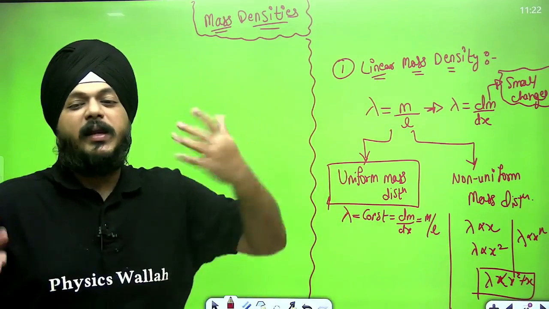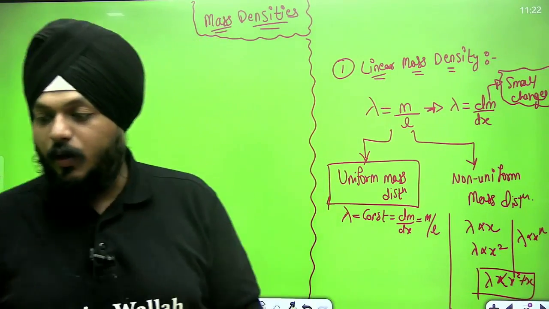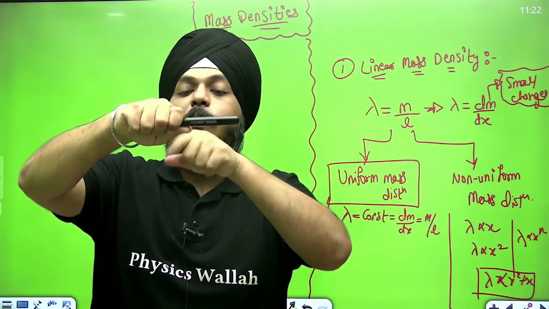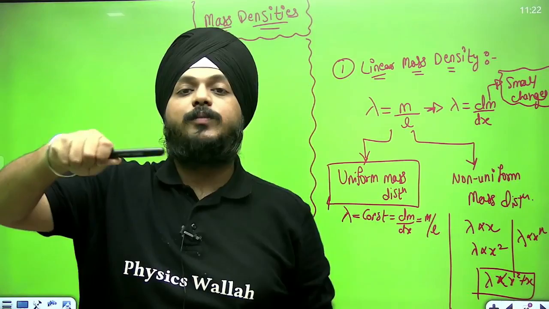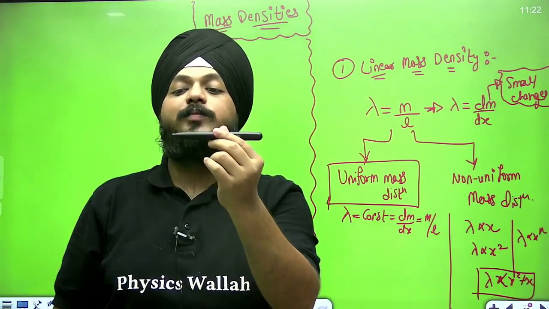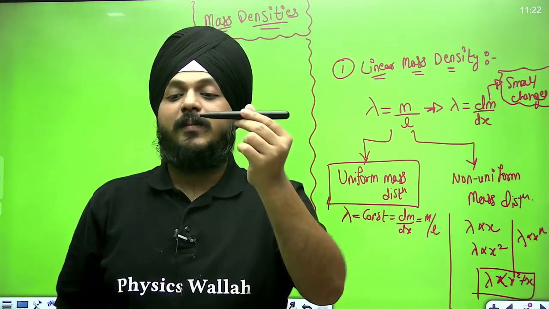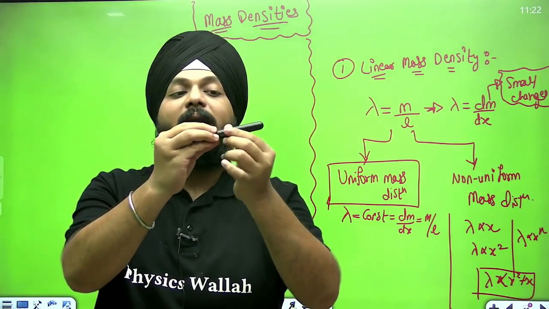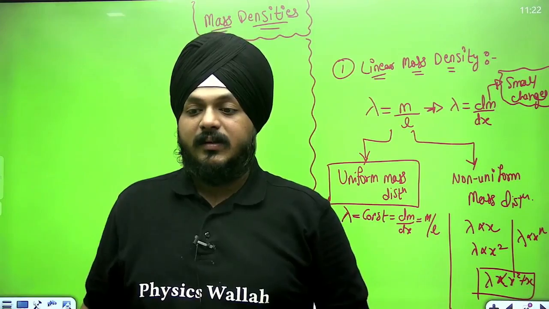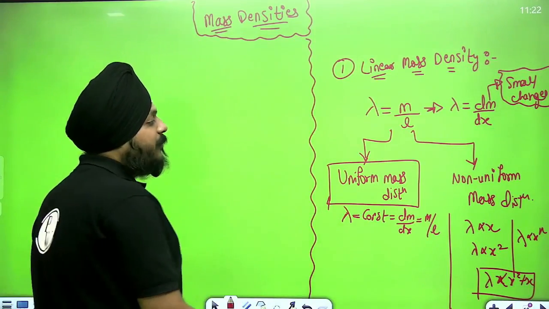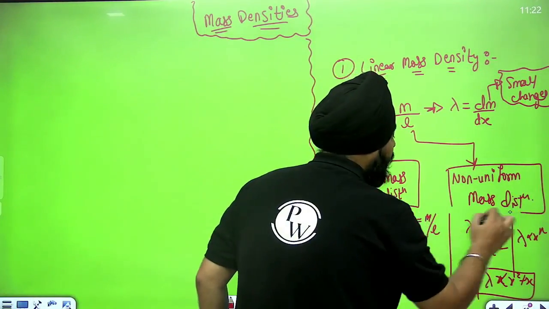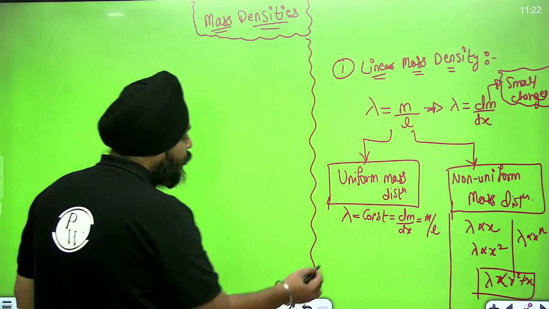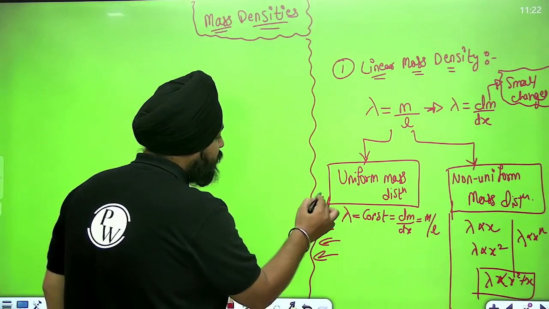Mass is randomly distributed somewhere. This is the case of the uniform mass distribution from this point to this point. It's a symmetric object. If I'm considering the entire object, then it is a non-uniform mass distribution. Somewhere mass is less, somewhere mass is more, right? It is increasing that way. So this is a natural difference between the uniform mass distribution and the non-uniform mass distribution.